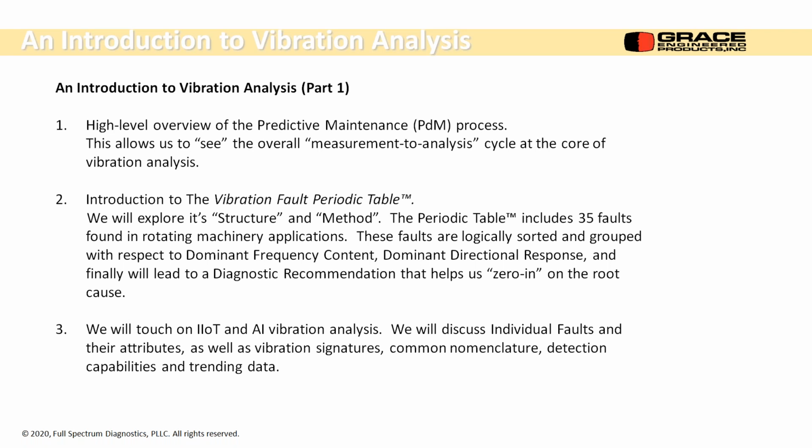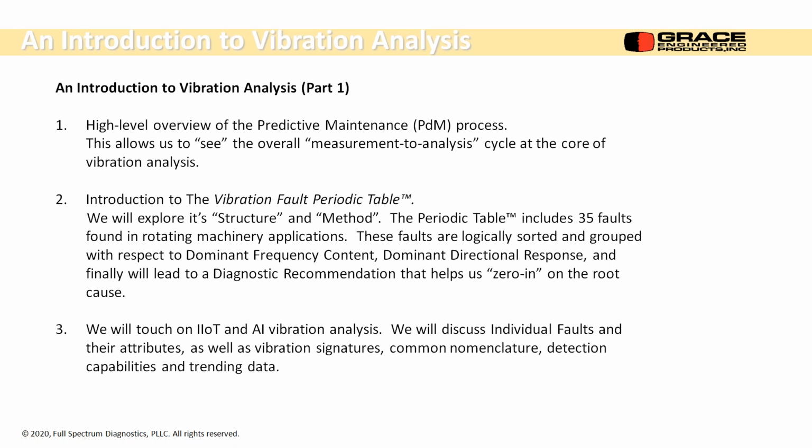have fun. So it's a high-level process we're going to look at first. We're going to look at the measurement to analysis cycle all the way through, and that's the core of vibration analysis. We're going to look at the vibration fault periodic table, and that was the first table that was on the screen you saw before. This is structure and method. This allows the vibration analyst to think logically about which faults apply and which don't. And we're going to walk through a series of examples on that.